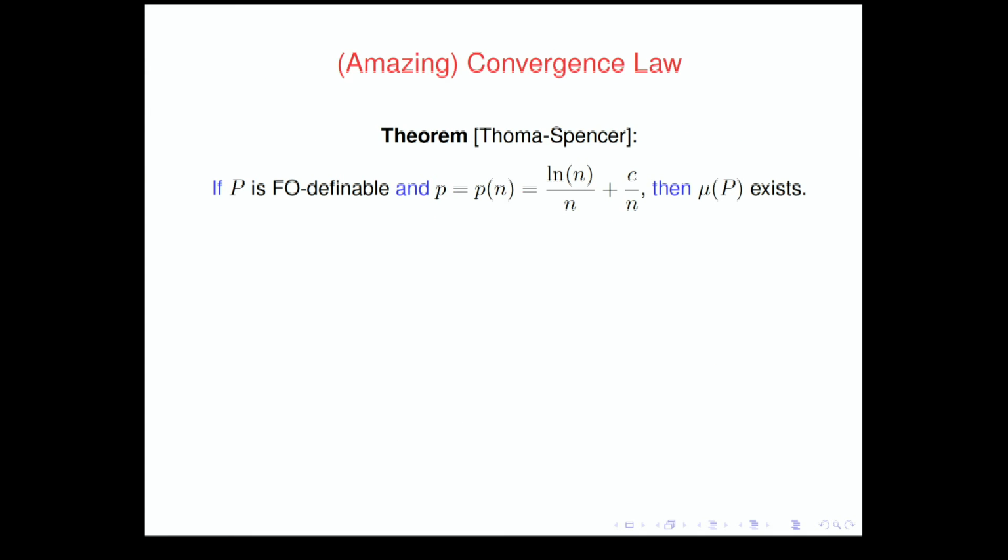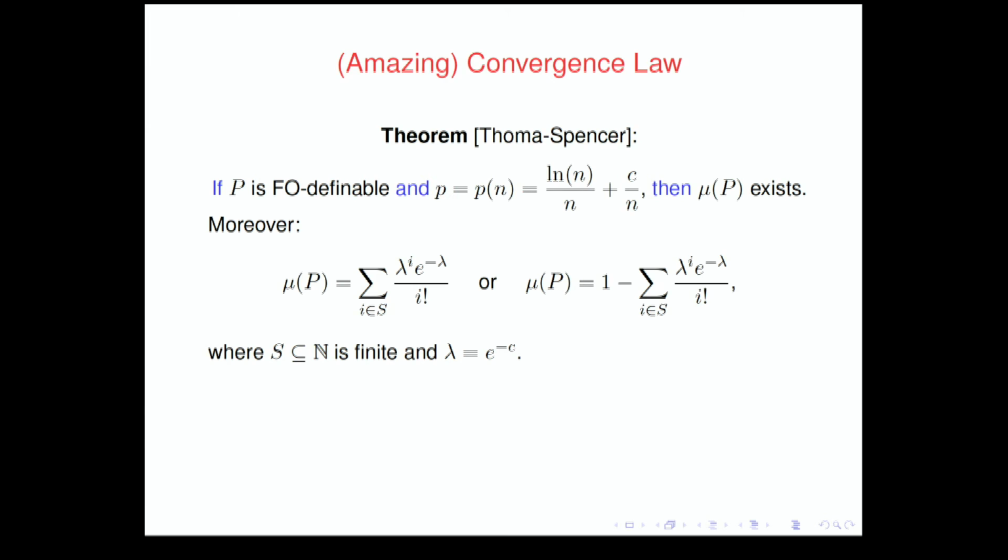All right, so here is an amazing convergence law for first order logic. I call it amazing because the first time I saw it, well, the statement like this is not that amazing. What comes next is the amazing part. The property says that if you have a first order definable property and you look at these varying probabilities of this shape, parameterized by this C, which is the case of Erdos-Renyi, this is the one they were looking at, then the probability exists. Moreover, the probability is a finite sum of terms of this kind, where lambda is e to the minus c. So this is quite impressive. You describe exactly how the probabilities look.